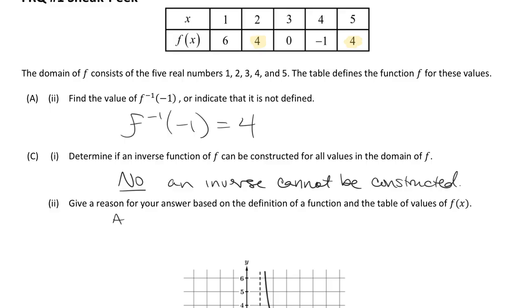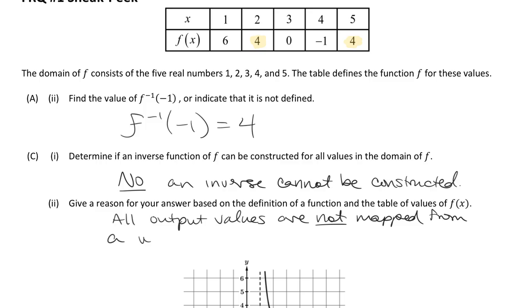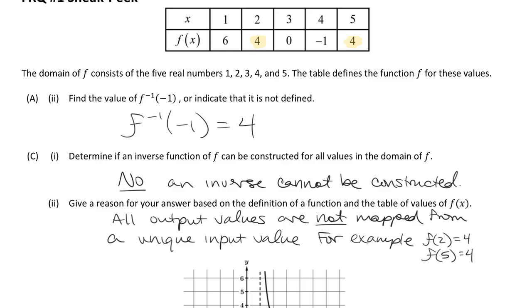So we say all output values are not mapped from a unique input value. For example, f of 2 equal to 4, and f of 5 equal to 4.